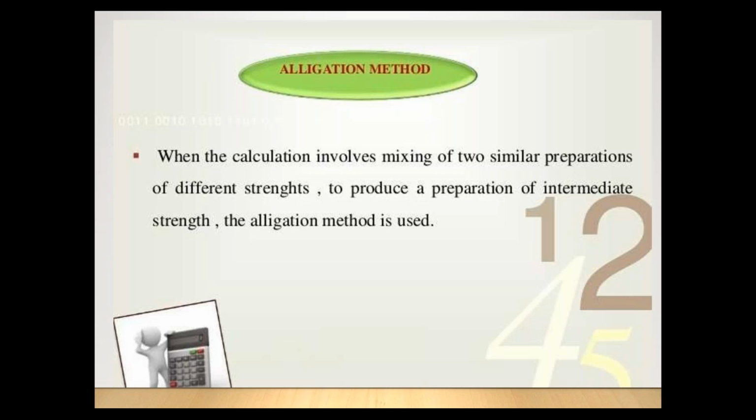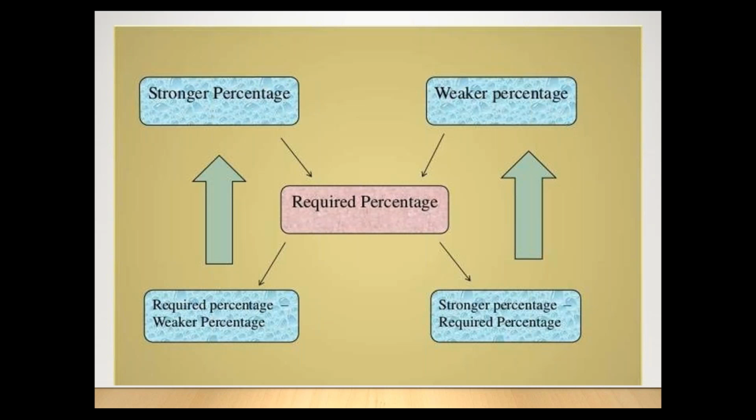So when do you use the alligation method? Remember, when there are two similar preparations and you want to calculate how much percentage is required. So whatever is given here, yeah, somebody wants to talk? Doubt?